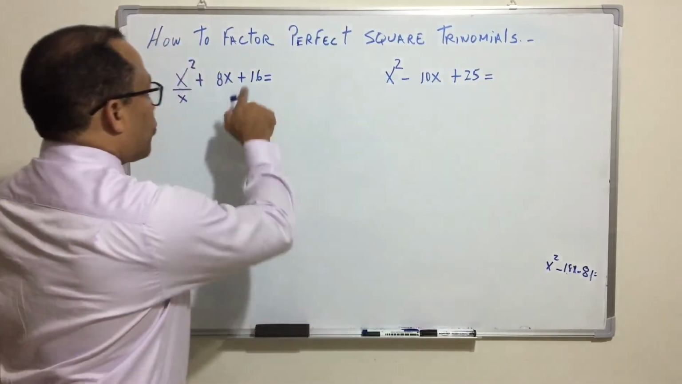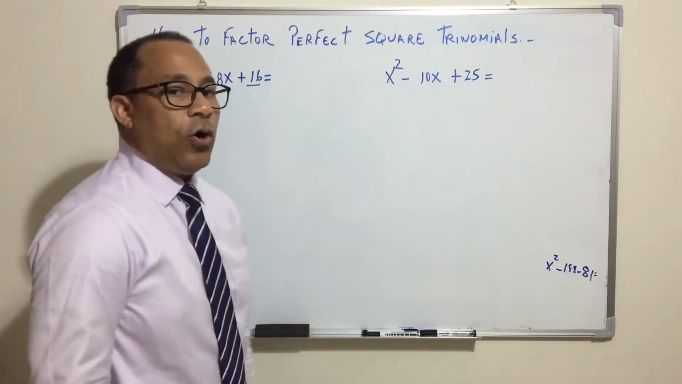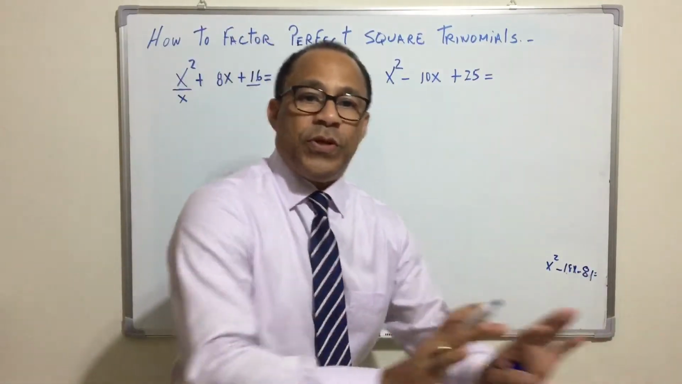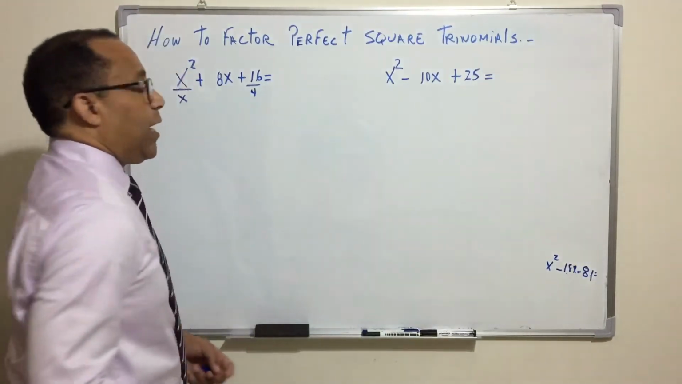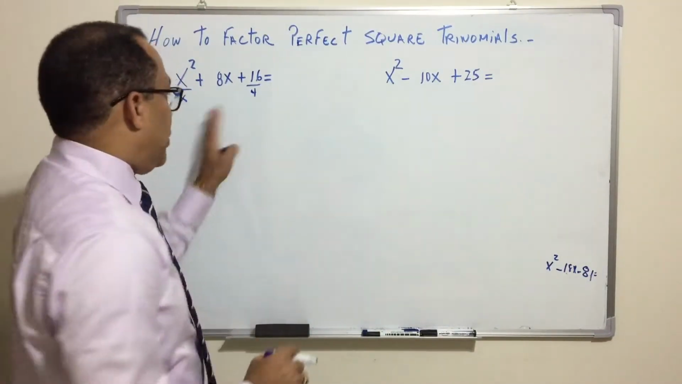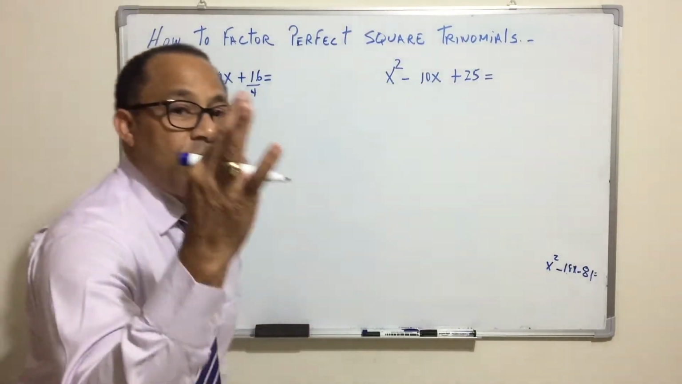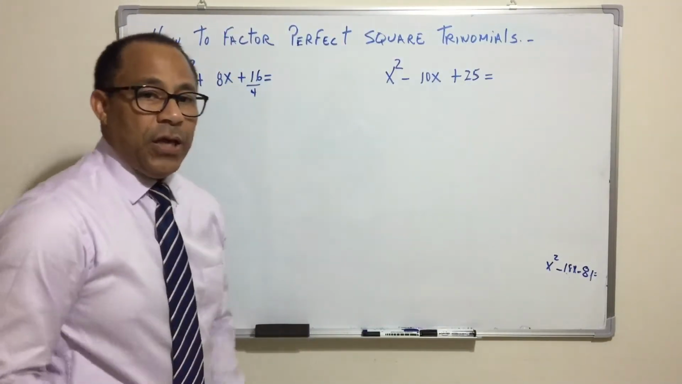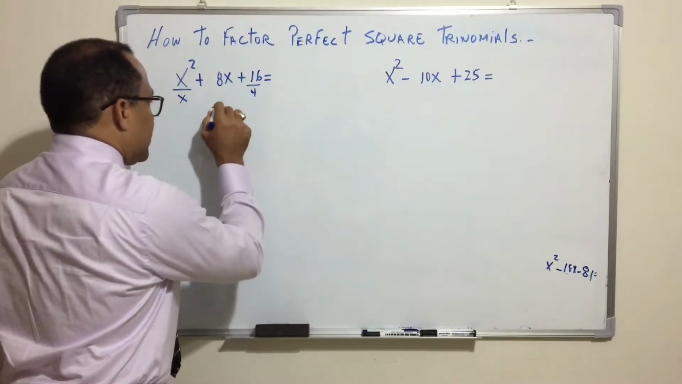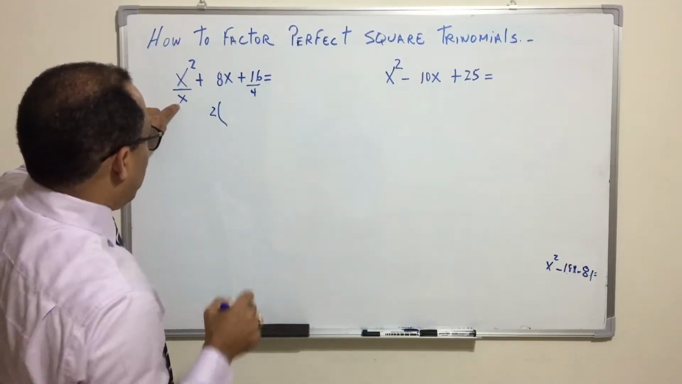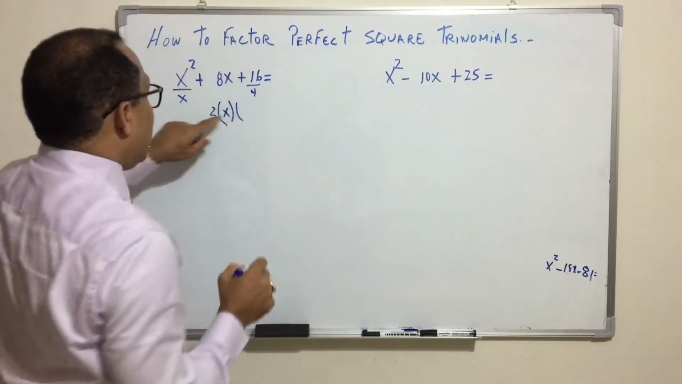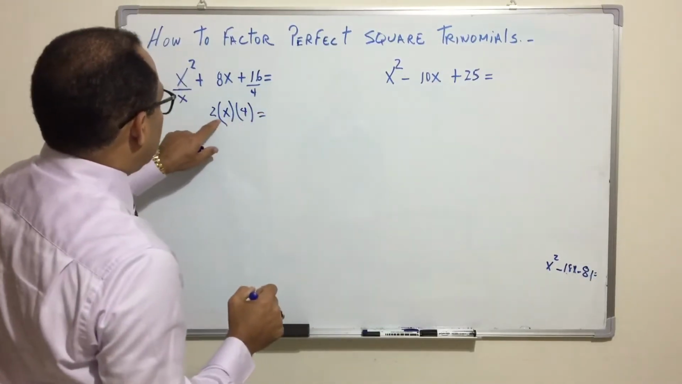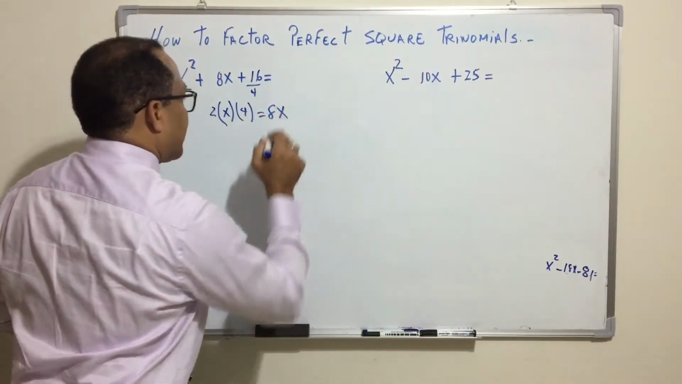Second condition. The third term must also have square root. The square root of 16 is 4 because 4 times 4 is 16. Let me put the 4 down here. I'm just showing the square roots. We don't need to do this. And the third condition, and most important, the second term must be always 2 times the square root of the first term, which is x, times the square root of the third term, which is 4. 2 times x times 4 is 8x.